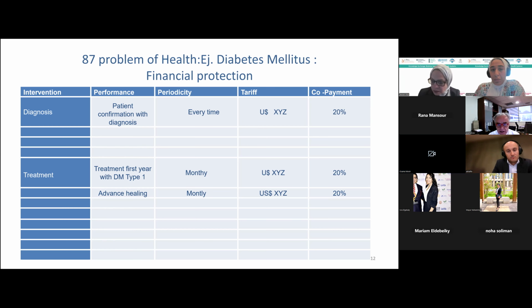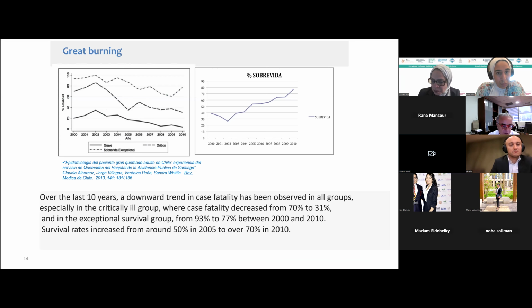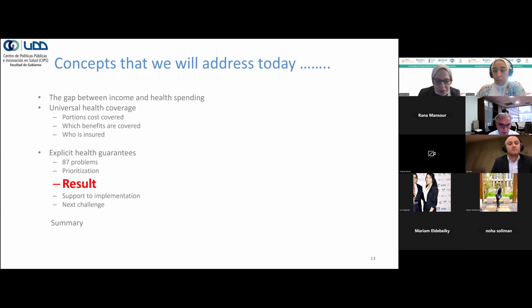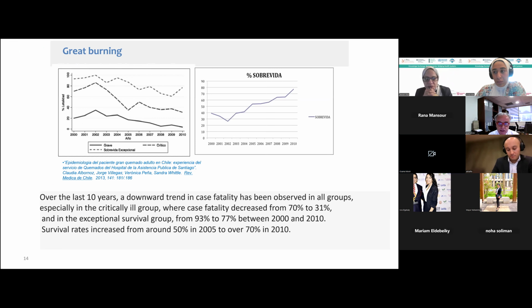And the financial protection appears specific for each one of the prescriptions that you receive from the medical doctor. And how has it been after the 20 years since we established this law, and we include different diseases every 3 years? I would like to show you how we identify the results. For example, for great burns, we recognize a very significant decrease of the fatality, from 70% to 31%, and the survival rate increased from around 50% to 70% in 5 years.